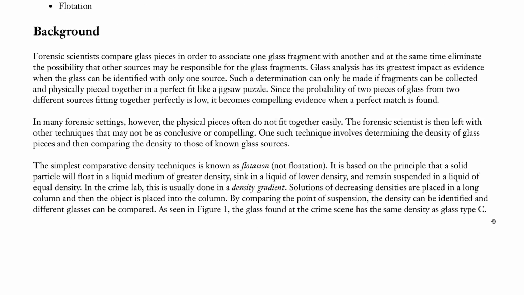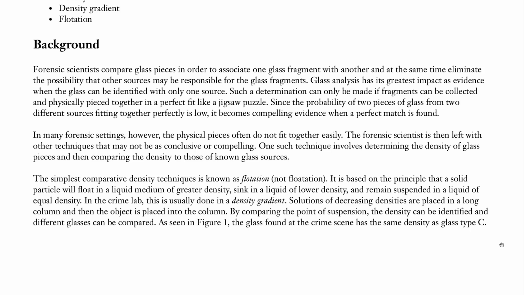So as a background, forensic scientists compare glass pieces in order to associate one glass fragment with another, and at the same time eliminate the possibility that other sources may be responsible for the glass fragment. Glass analysis has its greatest impact as evidence when the glass can be identified with only one source. Such a determination can only be made if fragments can be collected and physically pieced together in a perfect fit like a jigsaw puzzle. Since the probability of two pieces of glass from two different sources fitting together perfectly is low, it becomes compelling evidence when a perfect match is found.